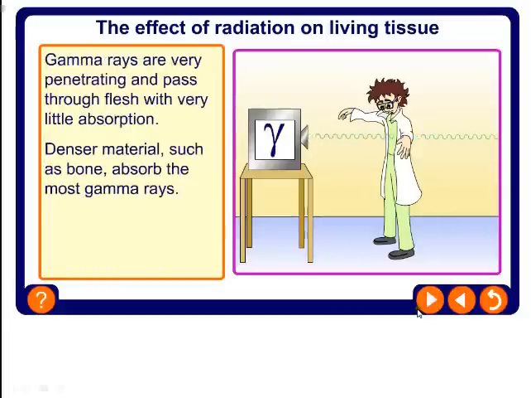And finally, we have gamma rays. Gamma rays we saw will pass through paper and also aluminium and also lead. So they will pass easily straight through the body. But if they do actually get absorbed, so by bone or something like that, something quite dense, then they can still cause ionization.